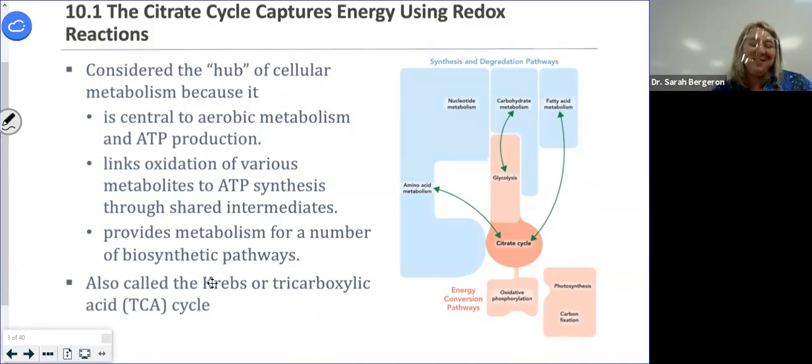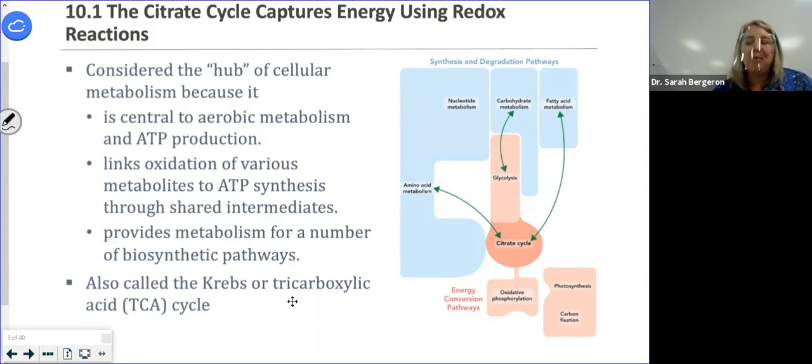So Krebs was the guy who discovered it. Sometimes you'll see it as the tricarboxylic acid cycle. Why is it called the tricarboxylic acid cycle? Because citrate is a tricarboxylate. So tricarboxylic acid and citrate are really saying the same thing.